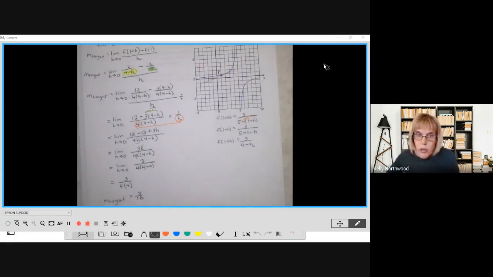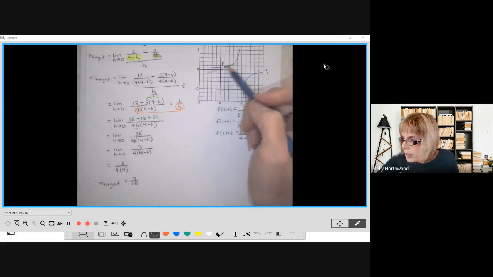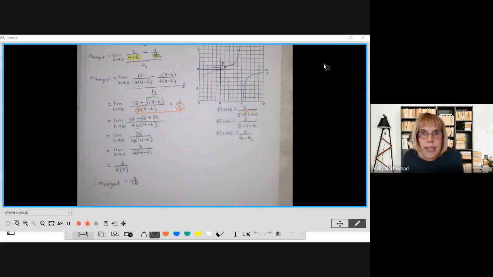So positive, which we thought when we looked at our picture, and not very steep. 3/16 isn't very steep, so our slope of our tangent makes sense. But if you remember back to what the question asked, it doesn't just want the slope, it wants the equation of the tangent line. Not only that, it wants it in a certain form.